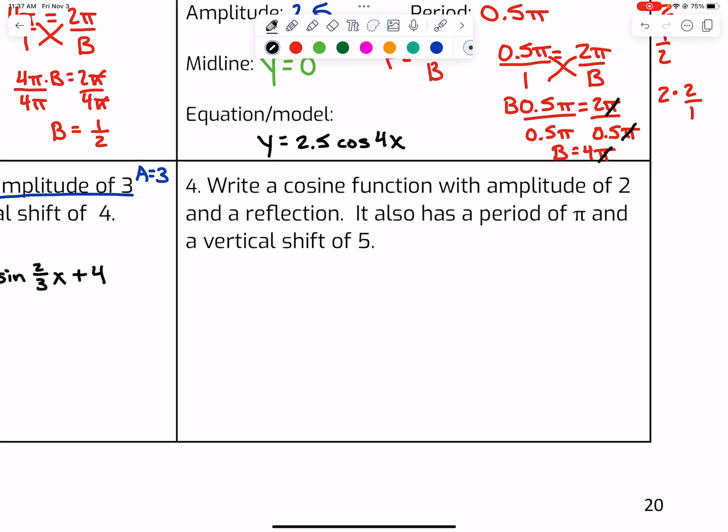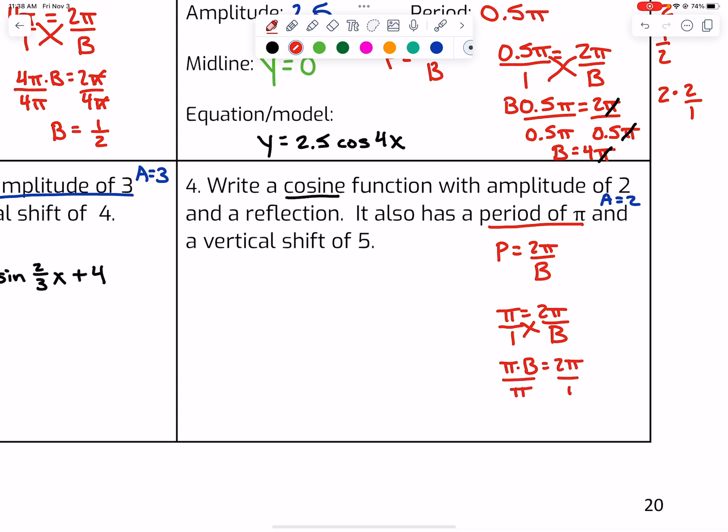Write a cosine function with an amplitude of 2 and a reflection, and it also has a period of pi and a vertical shift of 5. So lots of good things going on. So we have a cosine graph, we have an amplitude, so an a value of 2. Let's figure out our frequency based on the period of pi. So the period is always equal to 2 pi divided by our frequency. So pi will equal 2 pi divided by b. And then cross multiply. So pi times b equals 2 pi, and then divide out the pi. So our frequency is just 2.